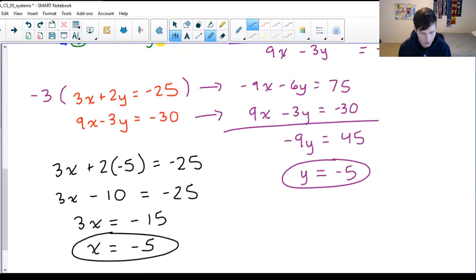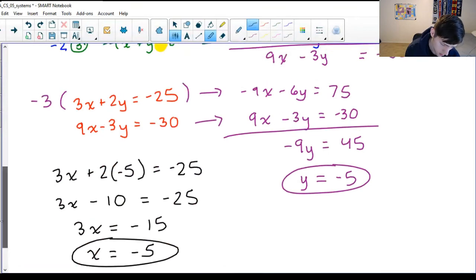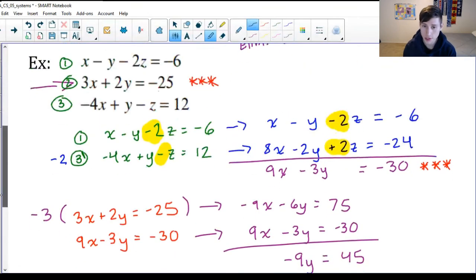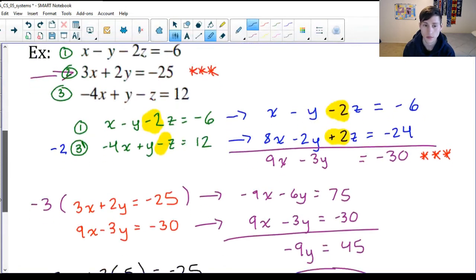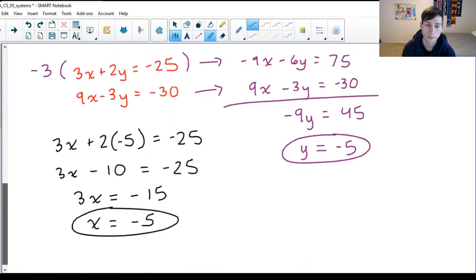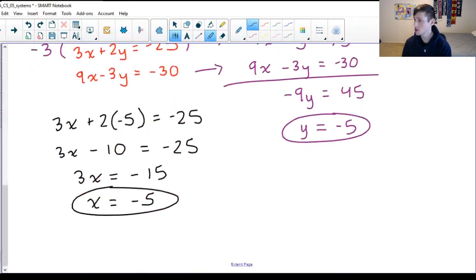Now, we're still not done. This is a 3-variable system. So not only are we solving for x, solving for y, we're also solving for z. So now we have to go back to the beginning to one of our very first equations, that original 1, 2, 3 that I wrote down there. And plug in our x value and our y value. That way we can figure out what z should be.